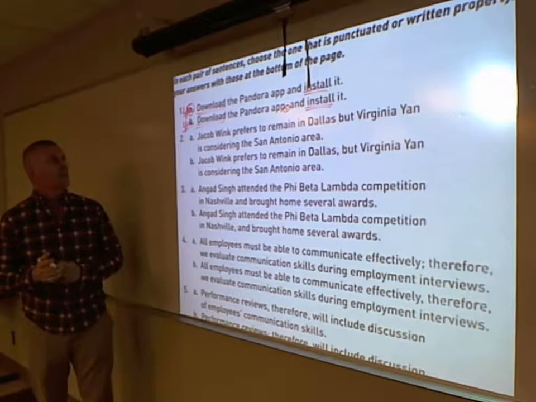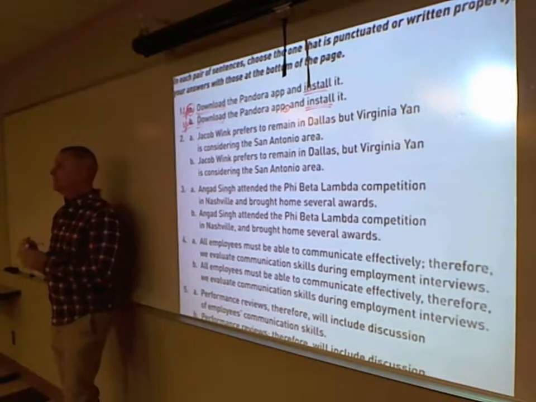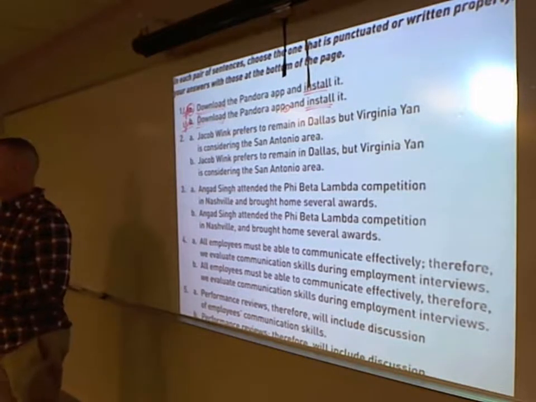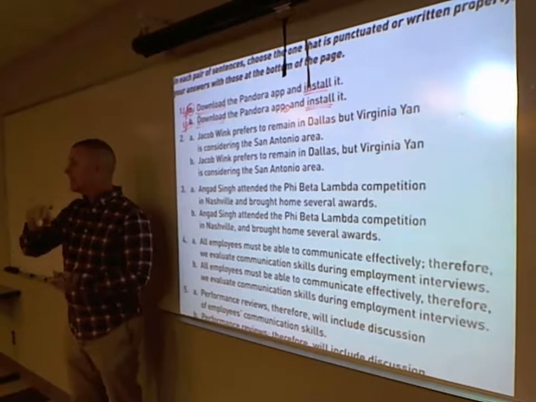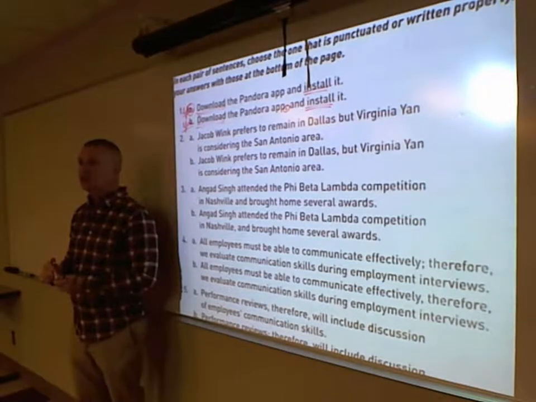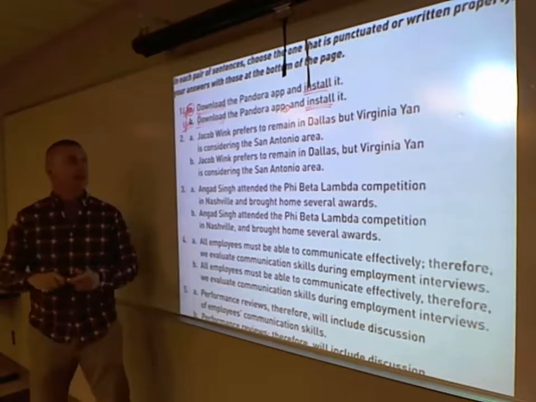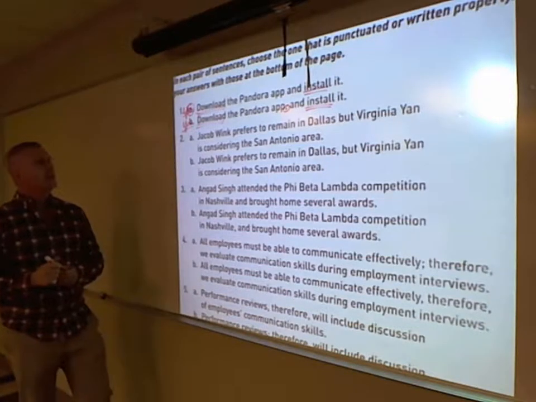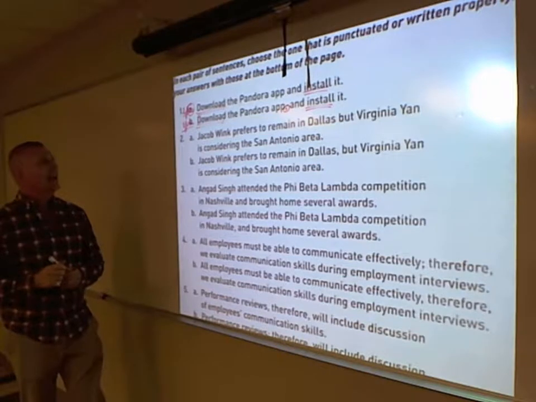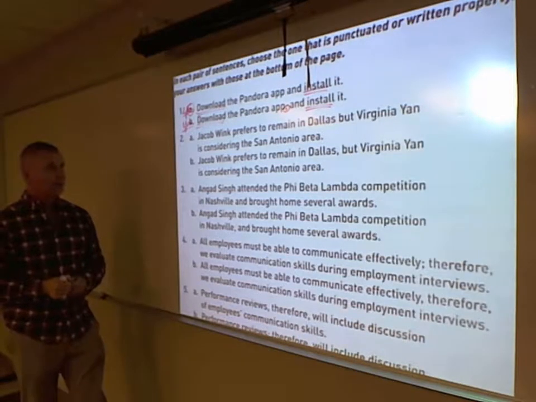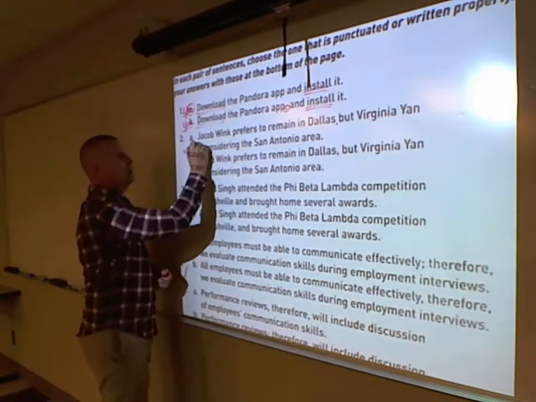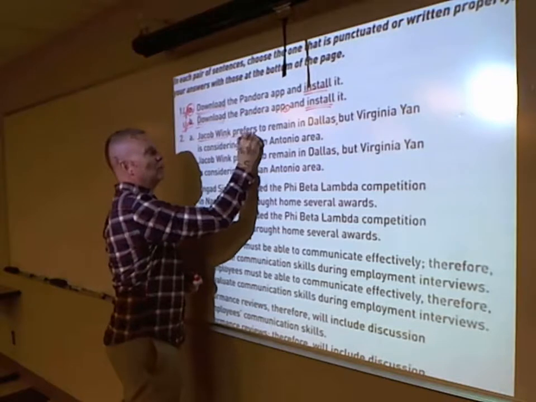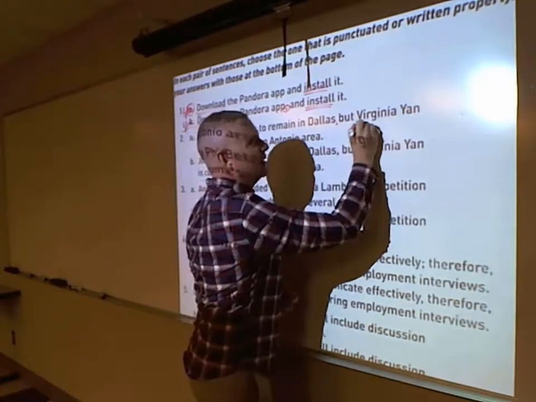Okay, and also there's a statement that if you have a compound sentence that has 13 or fewer words, then you don't use a comma to separate the coordinating conjunction that does separate the two independent clauses. Number two, Jacob Wink prefers to remain in Dallas, but Virginia Yan is considering the San Antonio area. We need a comma right there, because that comma is going to join two independent clauses. This is the first clause, and then this is the second clause.